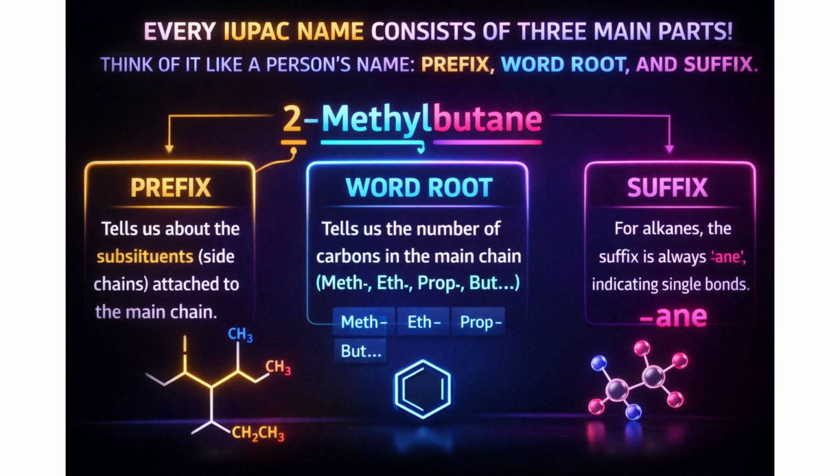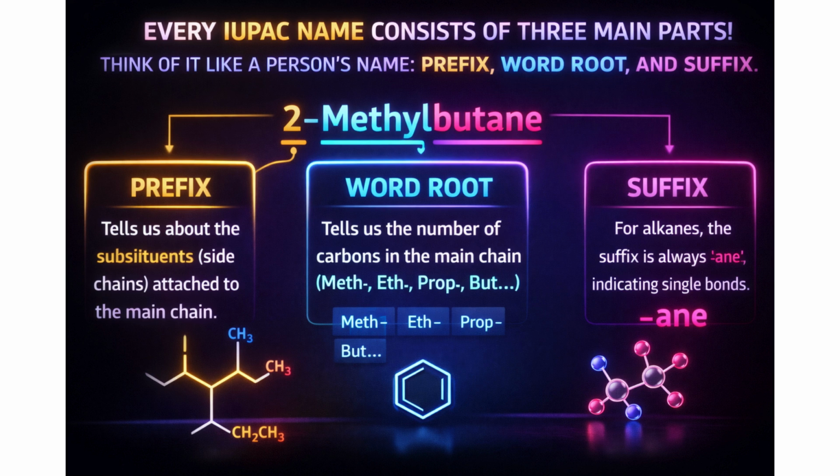You'll become very familiar with these prefixes: meth for 1 carbon, eth for 2, prop for 3, but for 4, and so on. Next, we have the suffix. Since we're focusing on alkanes today, the suffix is always going to be -an. This is your signal that the molecule contains only single bonds.